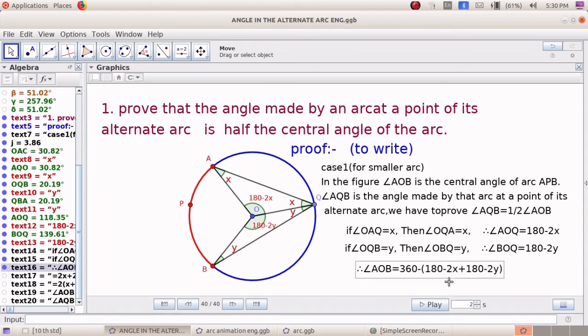Now inside the bracket, a minus 2x and minus 2y, on getting this minus, it will be plus 2x and plus 2y like that. Okay, and it will be 2 times x plus y. That we have got this angle as 2 times of this one. That is, angle AOB is 2 times of angle AQB.